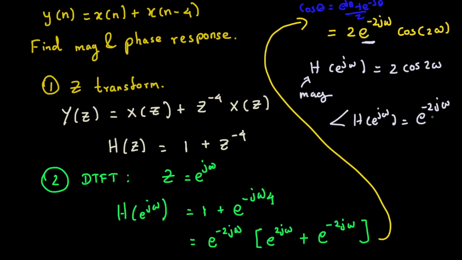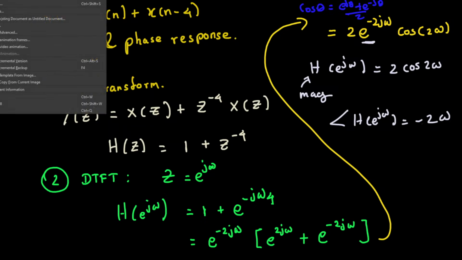H of e^jω, actually that is minus 2ω, because we have to just look at the angle that multiplies here, that is minus 2ω. Okay, now let's use this one and draw the phase diagram. So for the phase diagram, let's put the graph. One phase plot.